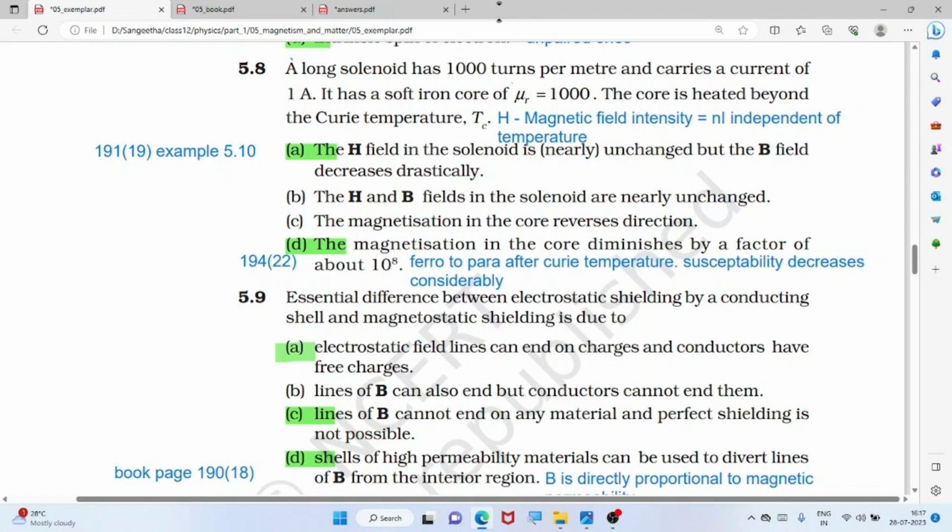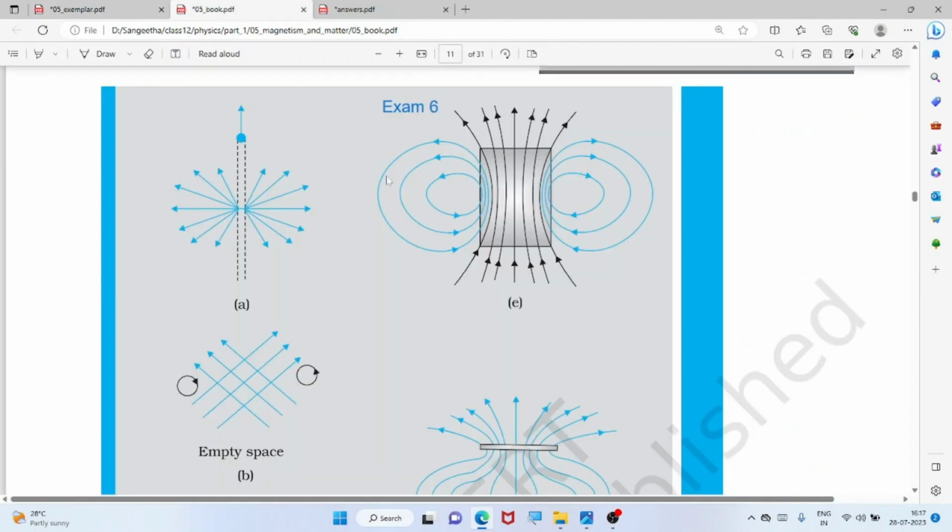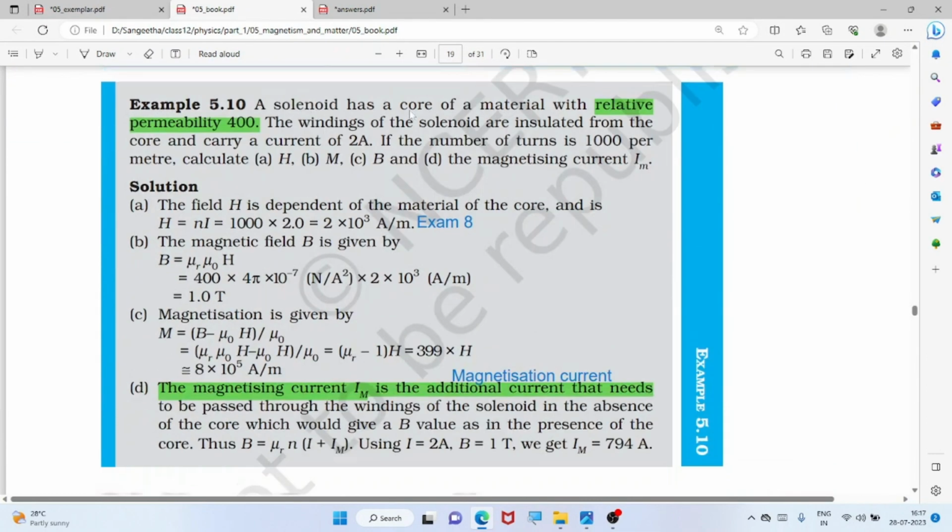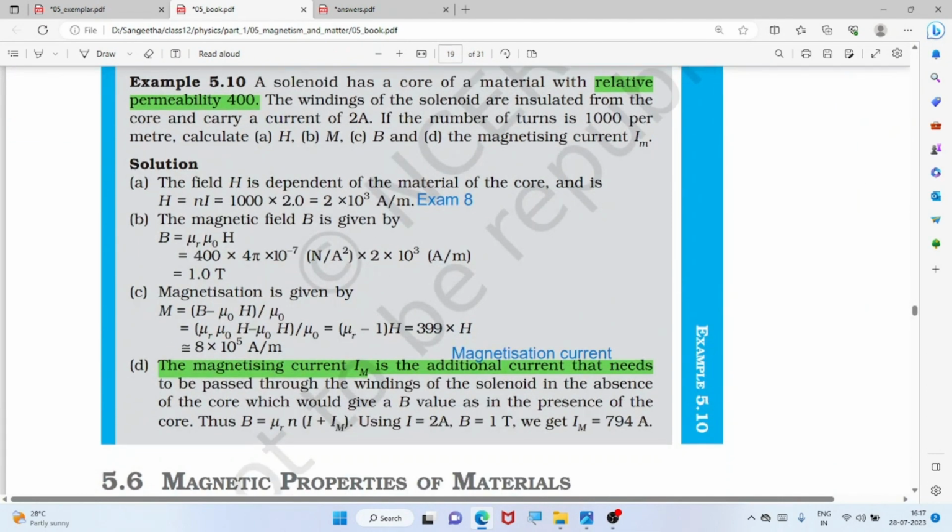The H field inside the solenoid is nearly unchanged because it is independent of the temperature. See here, this magnetic intensity depends on the number of turns and the current only. It does not depend on any temperature, so it is independent of the temperature.